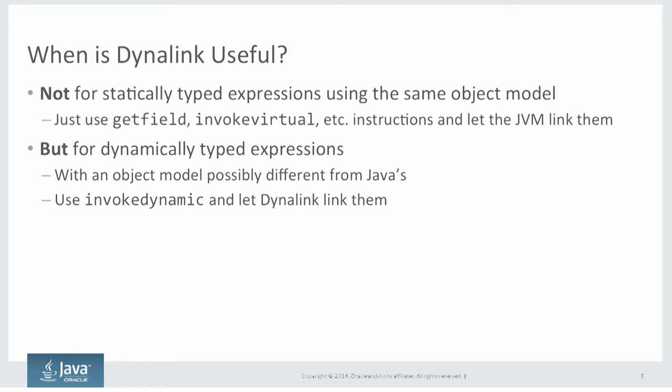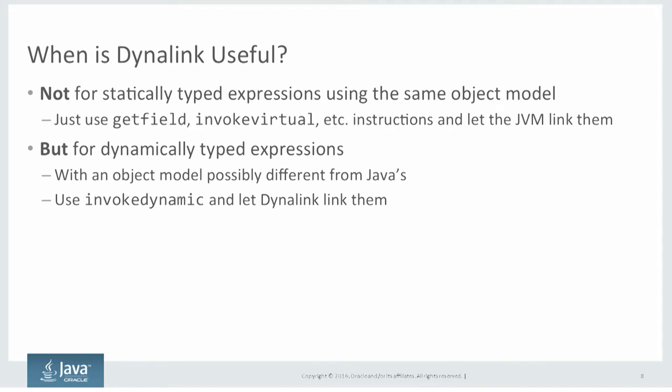The usefulness is explicitly not for statically typed languages that have the same object model as the Java programming language itself. It's simply not what Dynalink is supposed to do. Just use the usual bytecode instructions, they will do just fine. But if you have expressions that have a dynamic flavor about them, and I think the examples that we have seen in Jason's presentation on the Scala implementation just now fall into that category, then Dynalink is indeed a good match to address those problems.